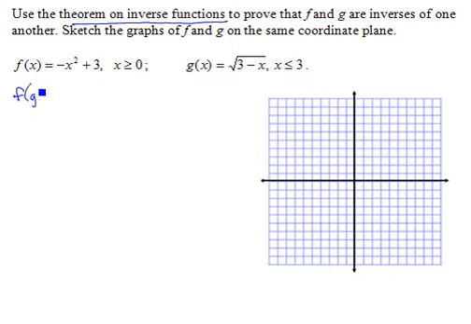x and g of f of x should equal x. Let's compute f of g of x and show that that gives us x.